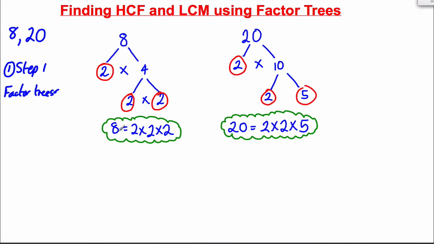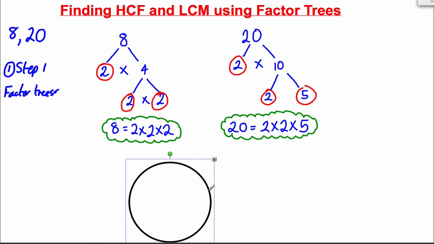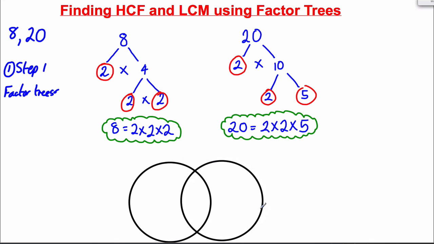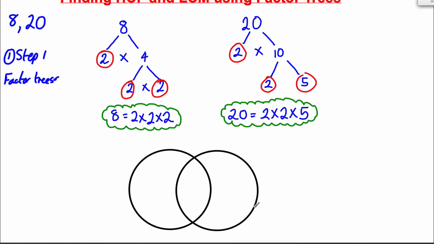So break this up, so 8 must be 2 times 2 times 2, and 20 must be 2 times 2 times 5. Then what you can do is draw yourself 2 little circles here. This just helps you visualize what's going on. Now this circle will represent 8 and this circle will represent 20. And what you do is any number that's in both lists goes in the middle.